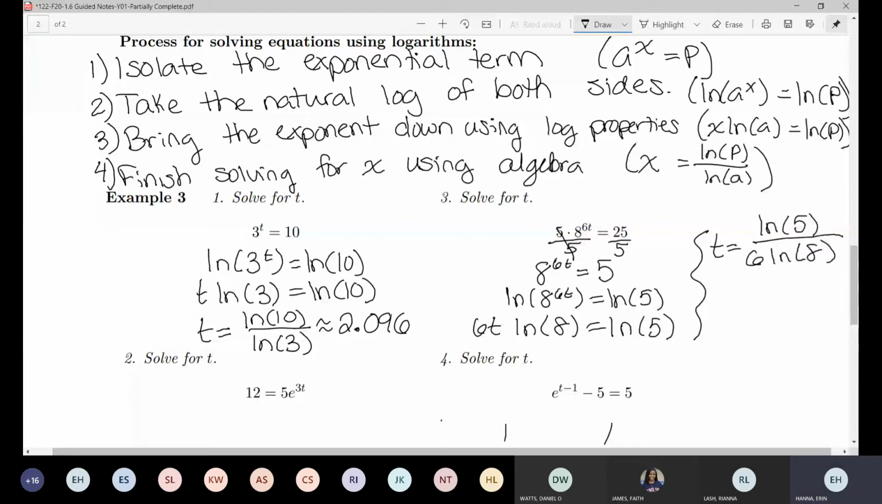Once it catches up to me. There we go. If you want to do the natural log of 5 divided by 6 and then divide that answer by the natural log of 8, or vice versa, natural log of 5 divided by the natural log of 8, take that result divided by 6, go right ahead, whatever floats your boat. You're going to get the same answer.